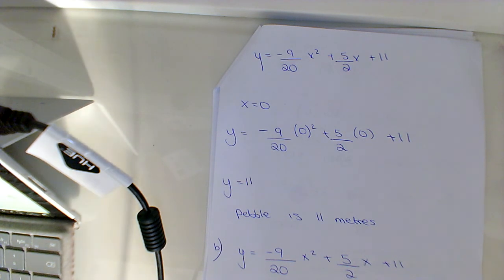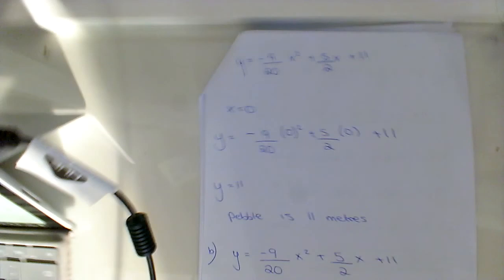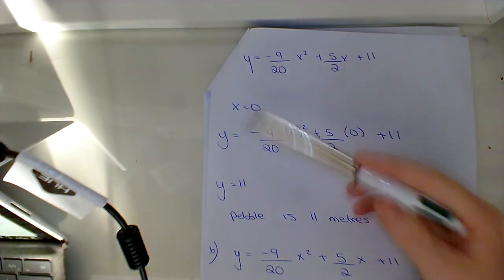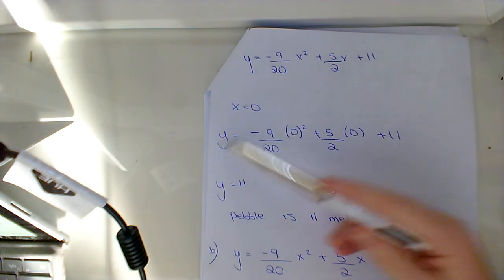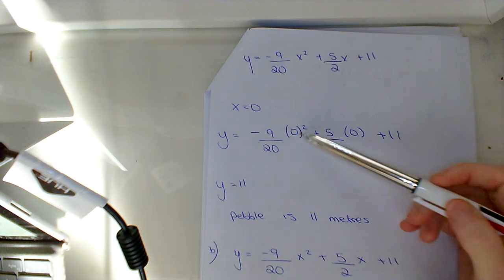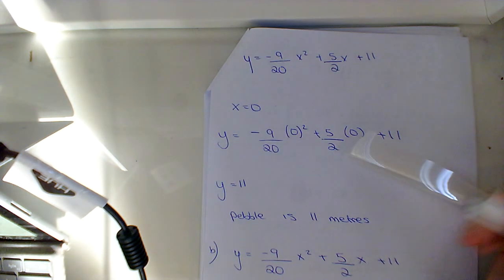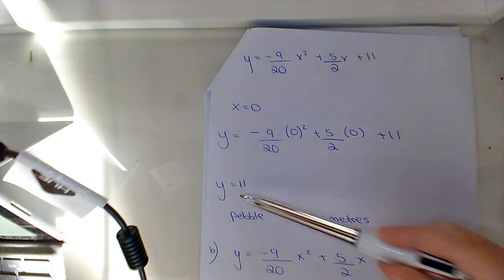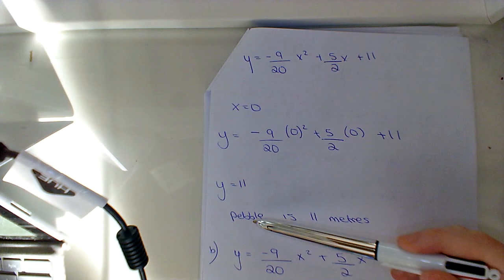Okay, so this here is my formula, and to get the height of the pebble when it's thrown, I'm going to let x equal to 0. So I'll have y is equal to minus 9 over 20 bracket 0 to be squared plus 5 over 2 bracket 0 plus 11, and I get y is equal to 11. So the pebble is 11 meters.